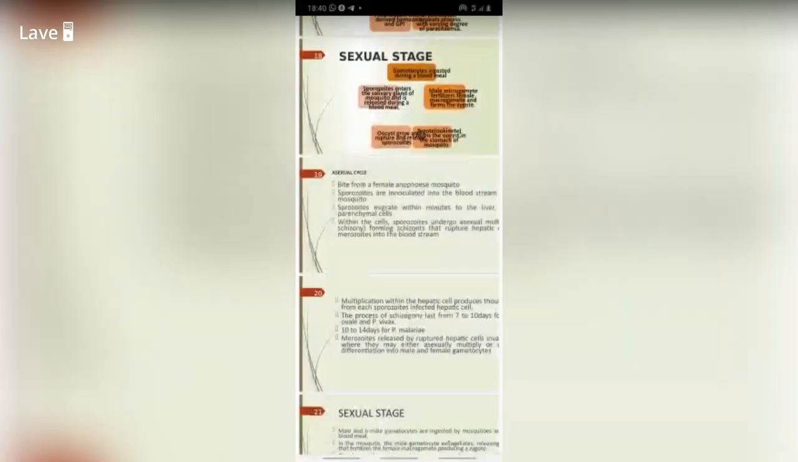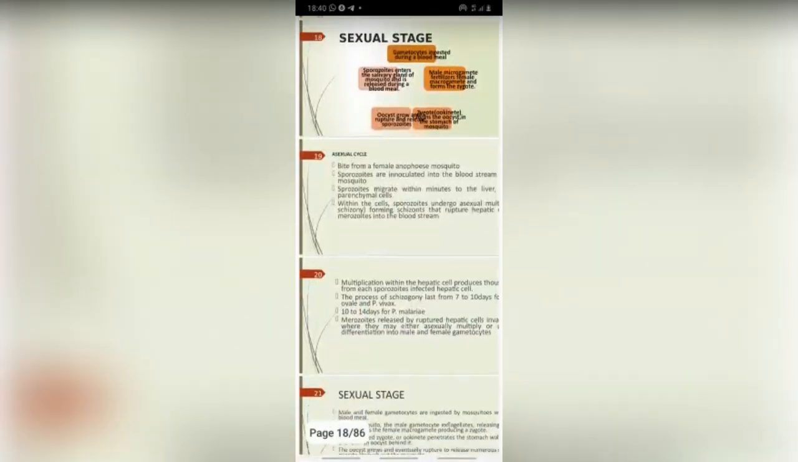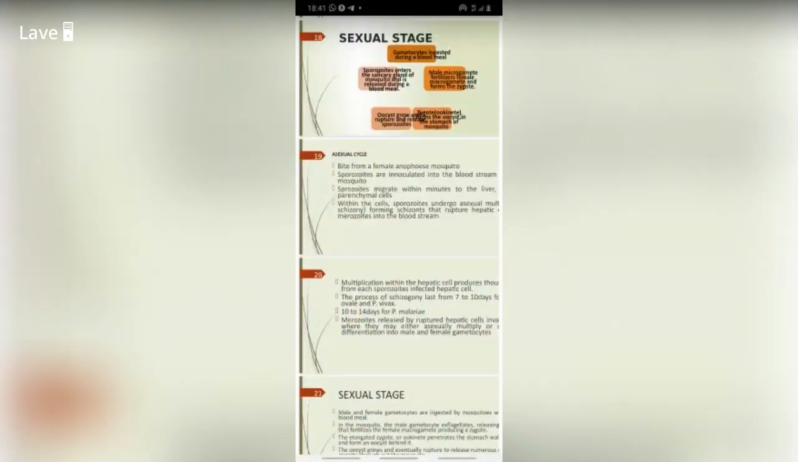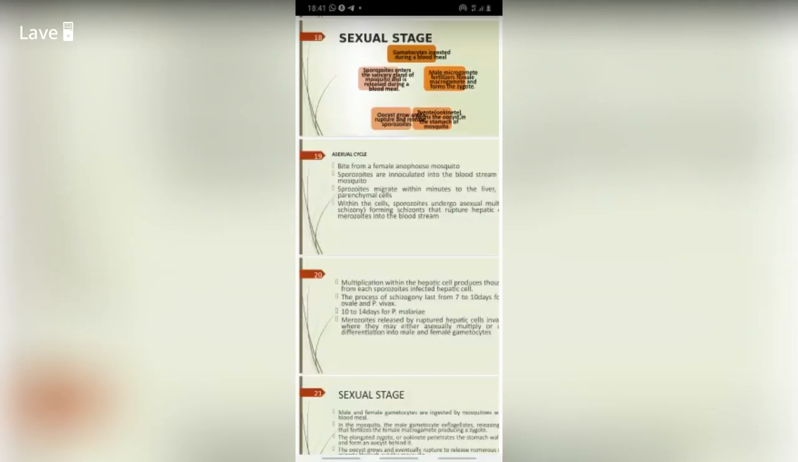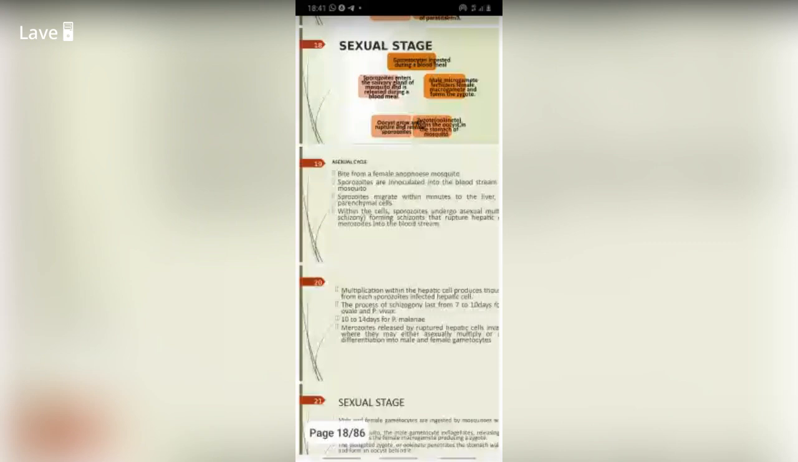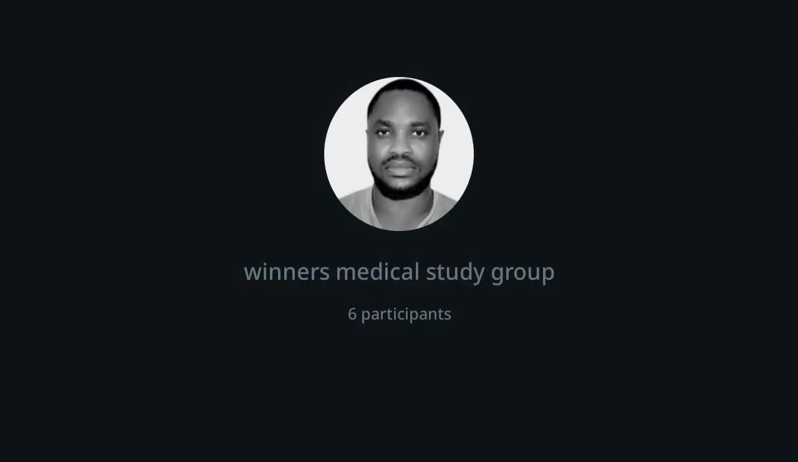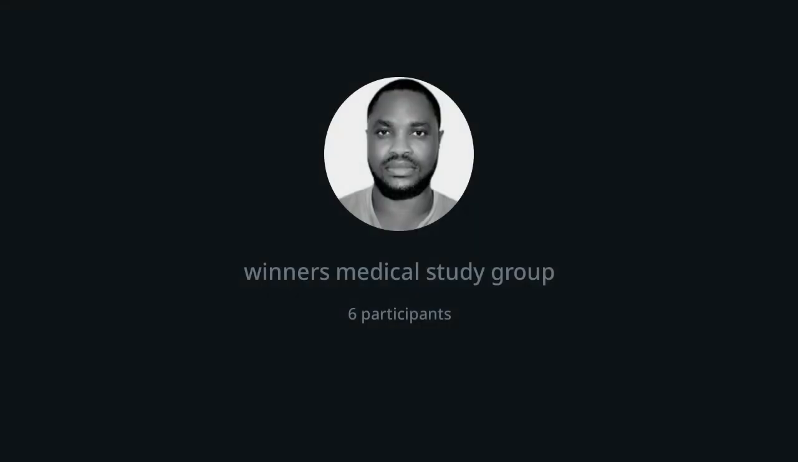Then the sexual stage, which we say occurs in the mosquito, occurs from the point the gametocytes are ingested during a blood meal. By the time the mosquito comes to bite, it picks up gametocytes, which is a stage in the cycle of the parasites. Then male microgamete fertilizes the female macrogamete. Remember, the male is the micro, the female is the macro, and then they form a zygote.